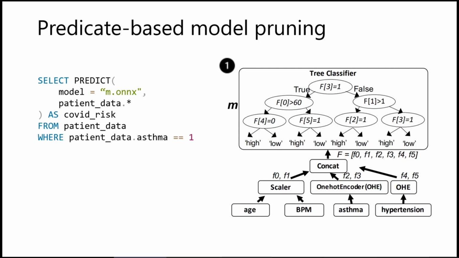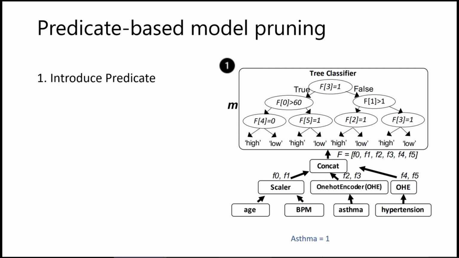And based on the features, we arrive on one of the leaves that tells us this patient is low risk or high risk. So to do predicate-based model pruning, the first step is we introduce the predicate. In this case, the predicate is we want to look at patients who have asthma. So predicate asthma is equal to 1.